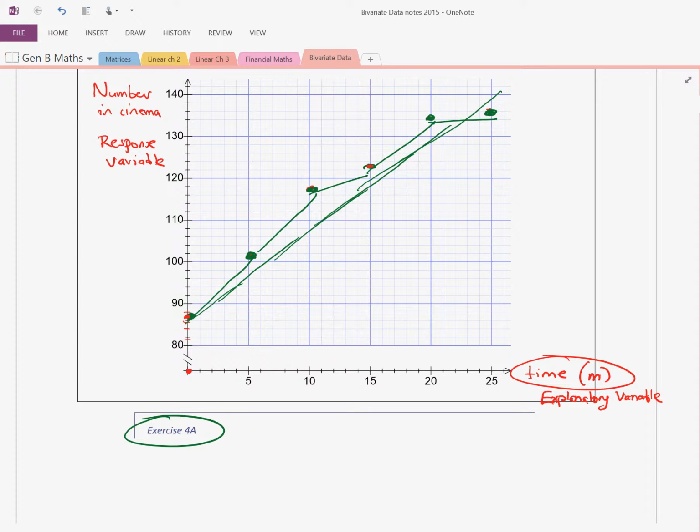Do you always have to do a line of best fit with the scatter plot? Questions 1, 3 and 5 it says we're doing, by the way. It says it on your course outline. So questions 1, 3 and 5. What was your question, mister? Do you always have to do a line of best fit?